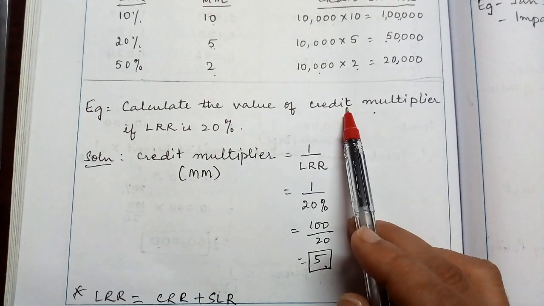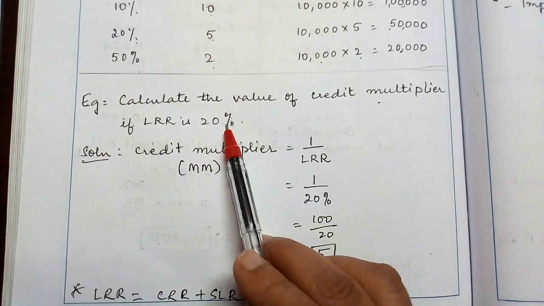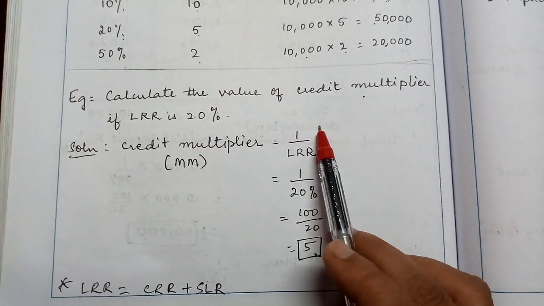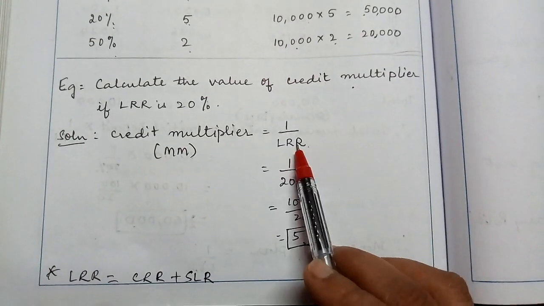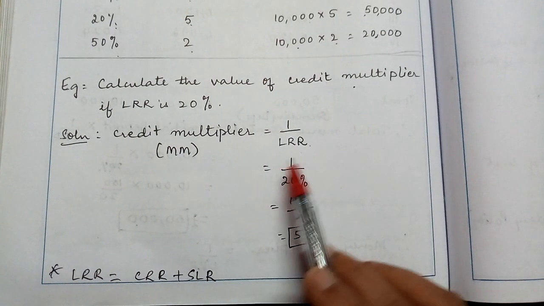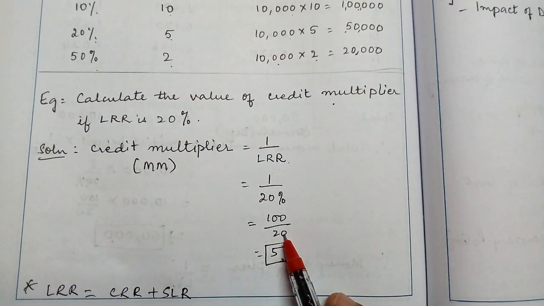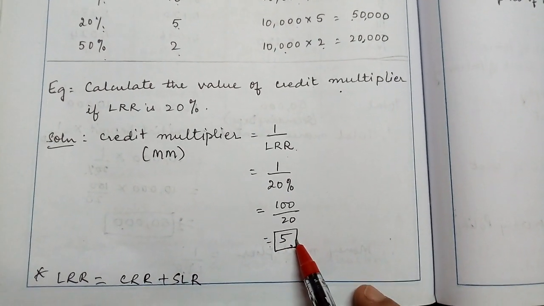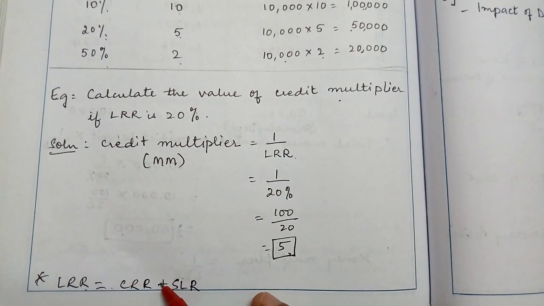Calculate the value of credit multiplier if LRR is 20%. Credit multiplier or money multiplier is equal to 1 by LRR. Since there is an inverse relationship, 1 by LRR, which is equal to 1 by 20%. This 20%, 100 goes up, 20 comes down, which is equal to 5. What is very important to note is LRR is equal to CRR plus SLR.